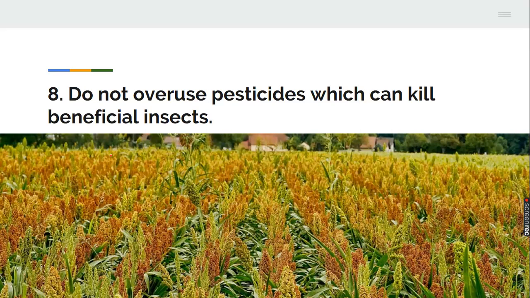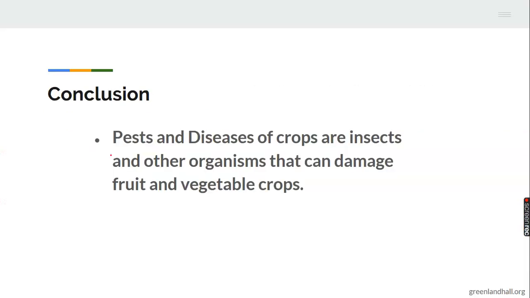Do you know that the earthworm is a beneficial insect to crops? Because as they keep burrowing, going into the ground and coming out, it makes air get into the soil. So earthworms are very good for plants. So that's why we must not overuse pesticides, because if the pesticides become too much, it may kill those earthworms that are good. So we've seen the pests and diseases of crops, and we've seen how to prevent them.